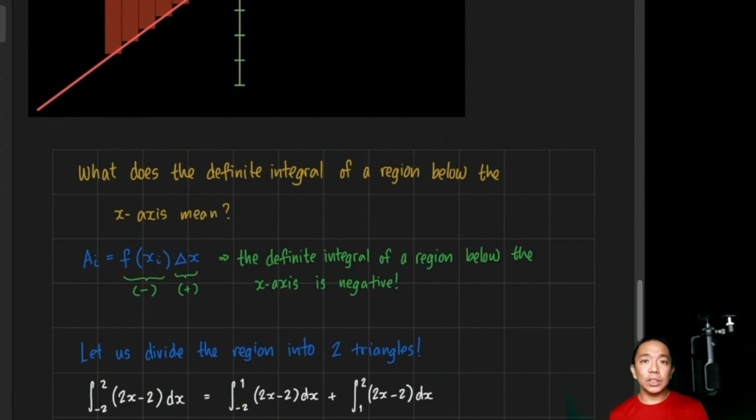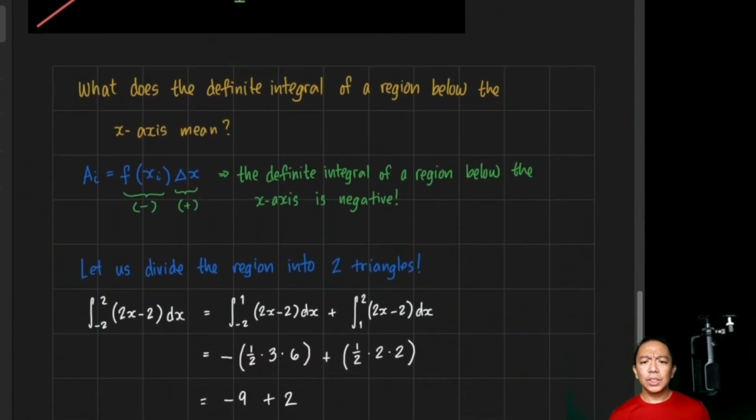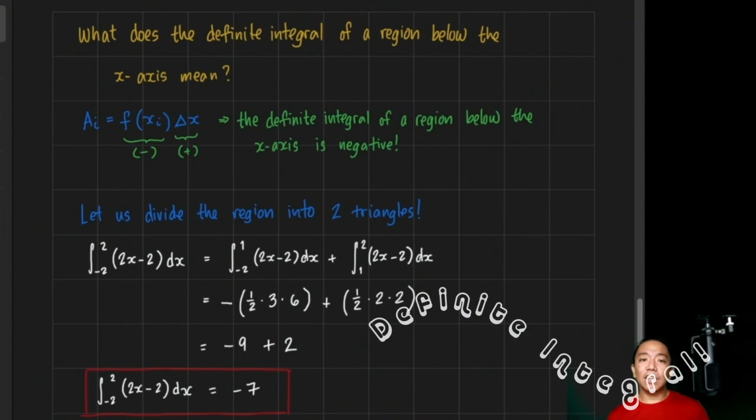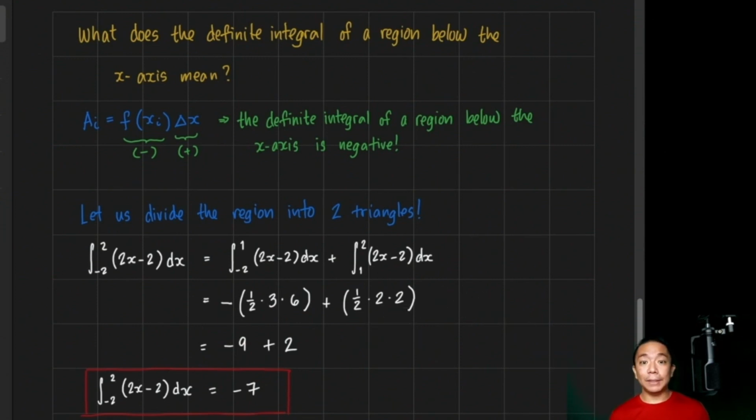But these regions represent triangles. So let's just use the formula for the area of a triangle. It's 1/2 times base times height. Yung first triangle natin, yung below the x-axis, we know that it should be a negative definite integral. So it's negative of the product ng 1/2 times the base, which is 1 minus negative 2, so 3, times the height, which is 6. Pero diba syempre pa-negative yun, pababa. Plus, yung area nung second triangle natin, yung above the x-axis, so it's 1/2 times the base, which is 2, times the height, which is also 2. And we'll get that the integral from negative 2 to positive 2 of 2x minus 2 is equal to negative 7.